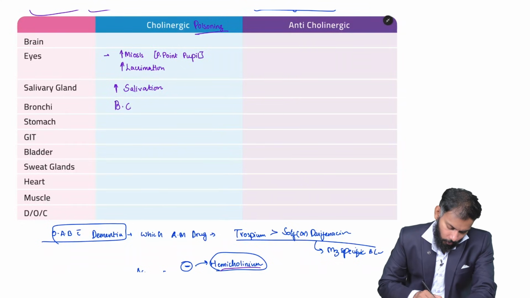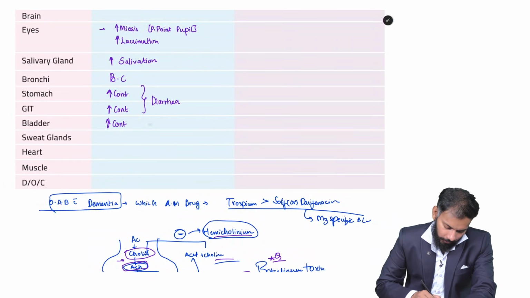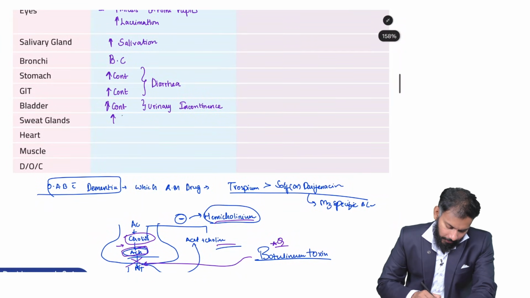It will cause bronchoconstriction. In the stomach, it will increase contraction. In the GIT, increased contraction. So what will happen? It will cause diarrhea. And in the bladder, it will increase contraction. So it will cause urinary incontinence. That means there is a lot of urination. Sweat glands, it will increase the sweating. See, salivation, we've already talked about it. I'm talking about the sweating.